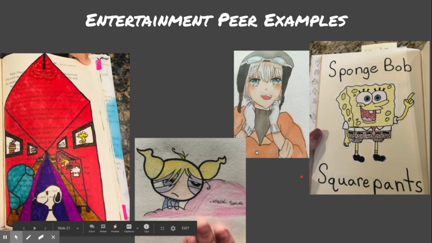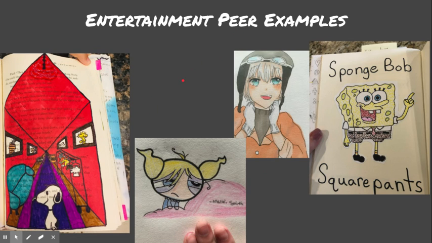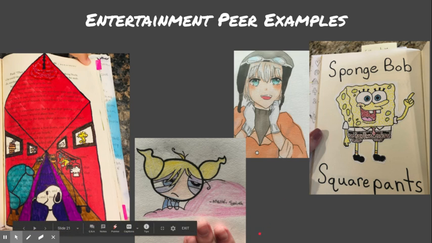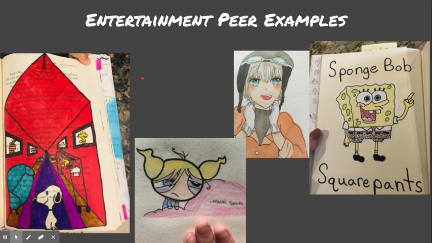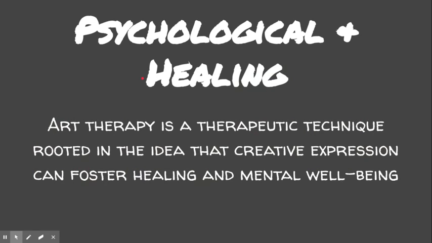So here's some entertainment peer examples. Obviously, people just chose some things from peer culture. Peer culture. They are peers, Miss Brown. Popular culture. And they did their own versions of it. I like that this person that did SpongeBob did it with little dots. So they did it a little bit differently from what you've seen before. I've seen a lot of different graphic novels and comic book illustrations for entertainment.